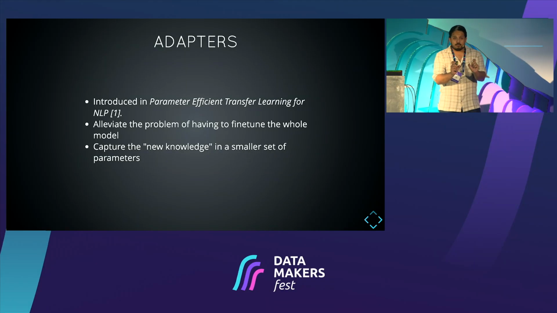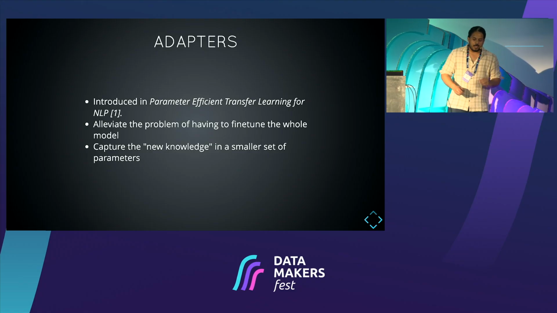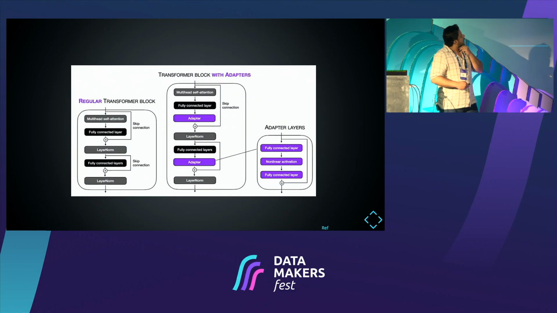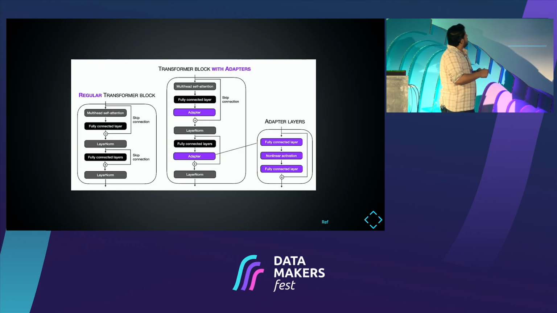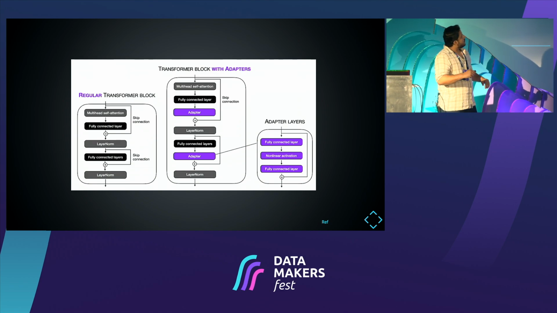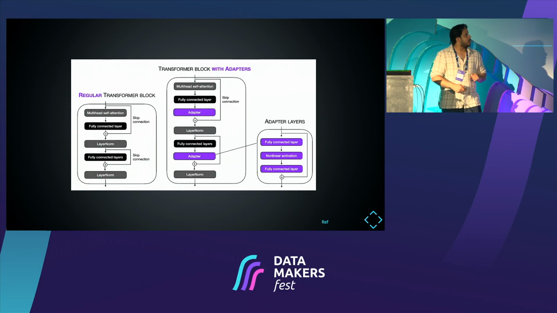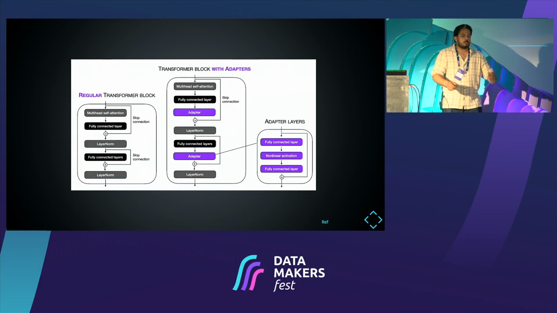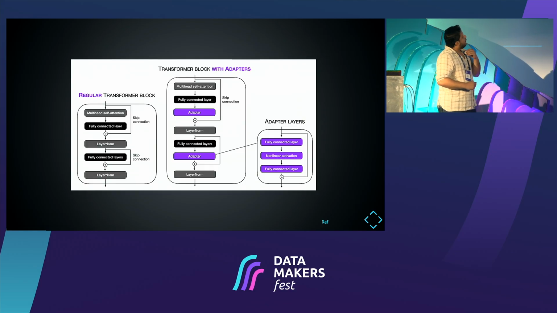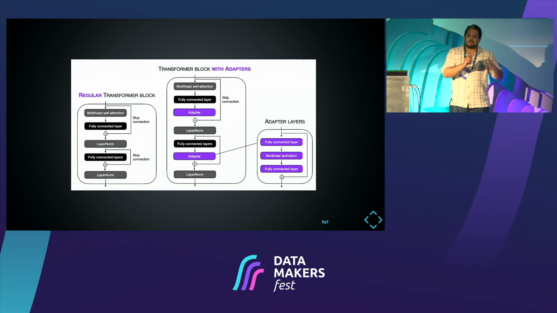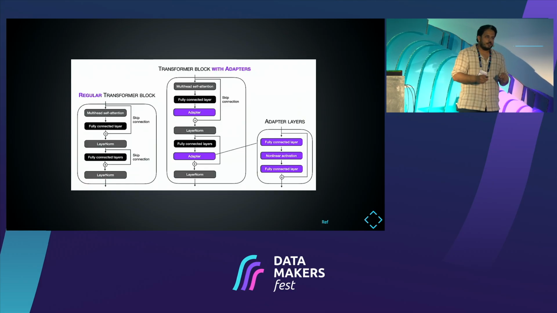So what they do is they capture new knowledge of your data set, your organization's data set or whatever, in a smaller set of parameters. And how does that happen? This here is my original model. You inject some layers somewhere in between, and you freeze everything else, and you just train these adapter layers. There are a lot of forms of those. The original model is still going to work the way it was, but these adapter layers are adapting to the different activations of your new data set. So the new knowledge is being captured here.